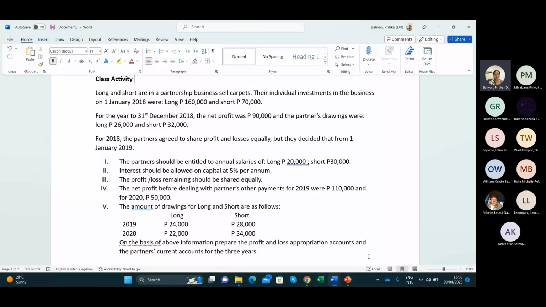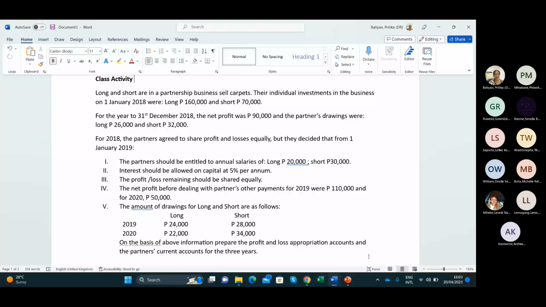The net profit before dealing with partners' other payments for 2019 was 110,000 and for 2020 is 50,000. So the net profit before paying any other payment or benefits to the partners is 110,000 for 2019 and 50,000 for 2020. Are we together? Yes, ma'am.